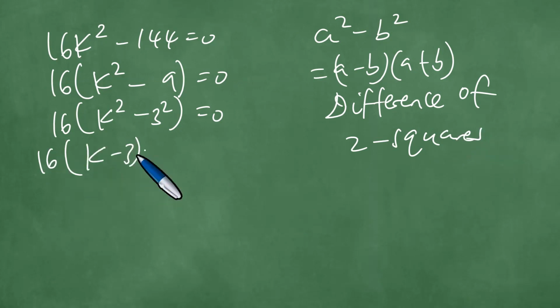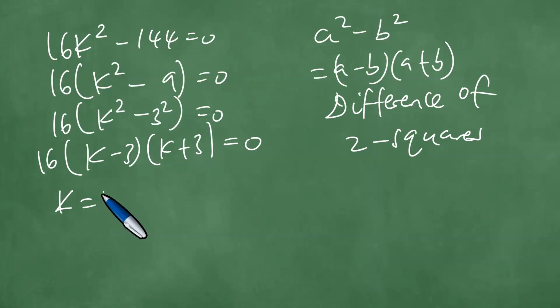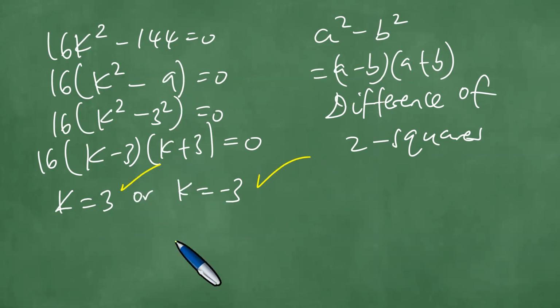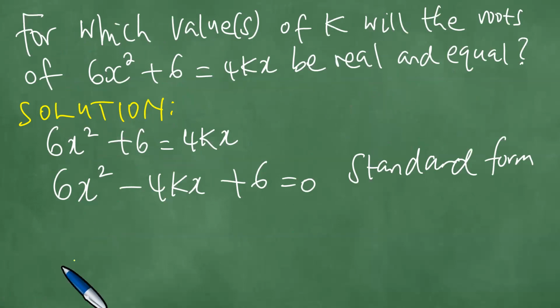16 into k minus 3 into k plus 3 equals 0. Those are the factors, which means k is 3 or k is minus 3. Right, so we're to get the values of k, so we've got them. Here they are. K is 3 or minus 3. It was easier because they'd already said there must be real and equal, and real and equal just simply means that the discriminant is equal to 0, that's all.